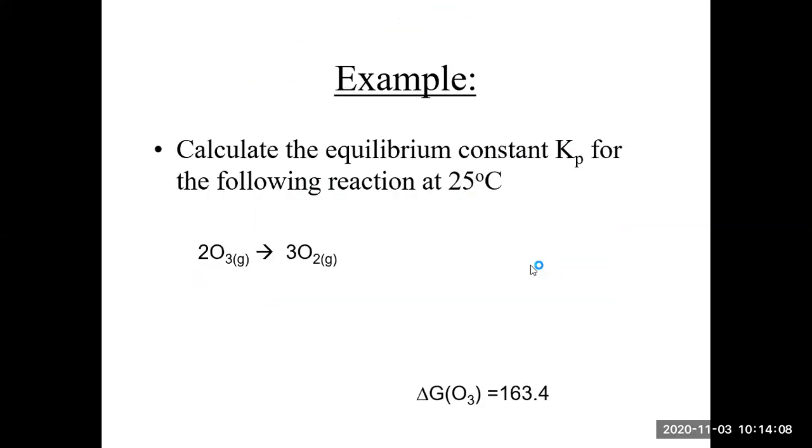All right, so why don't you give this a try here? Calculate the equilibrium constant, Kp, for the following reaction. On the bottom is the delta G value for O3 that you could find in the table. So take a minute or two and see what you come up with.